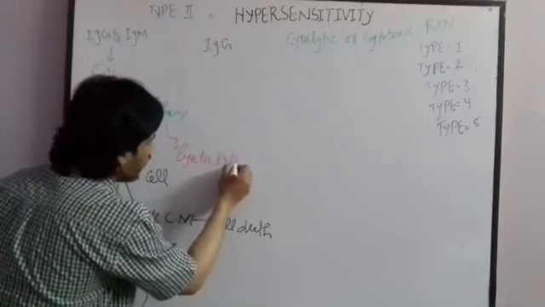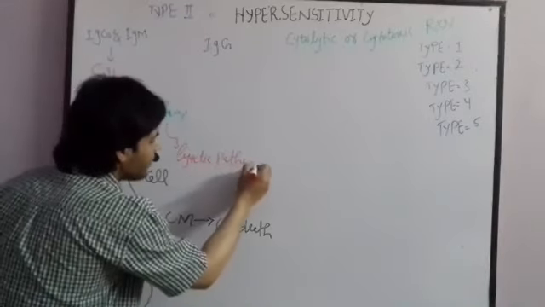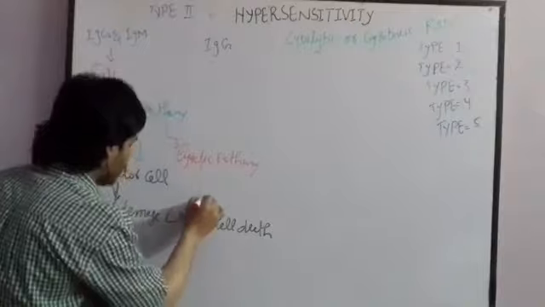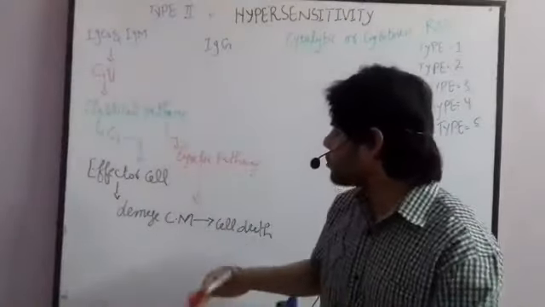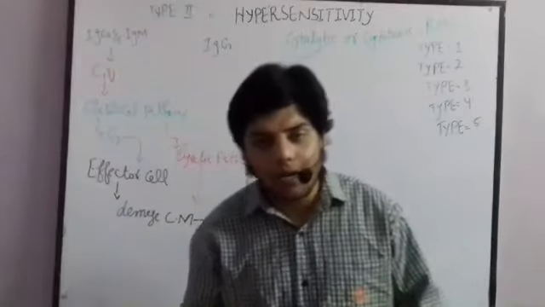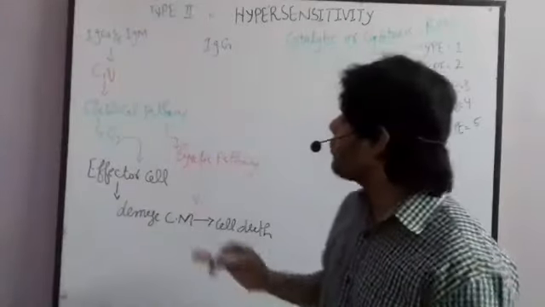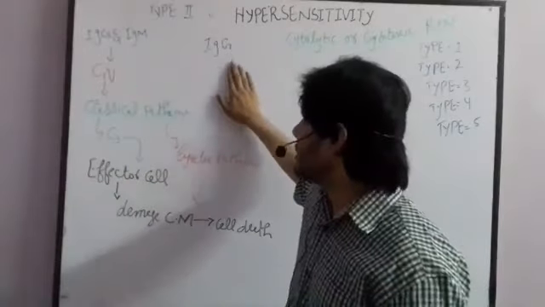pathway. Now such a lytic pathway will cause the destruction of the cell membrane, and when the cell membrane is destroyed, finally the cell will what? The cell will die. On the other hand, we have this IgG antibody.